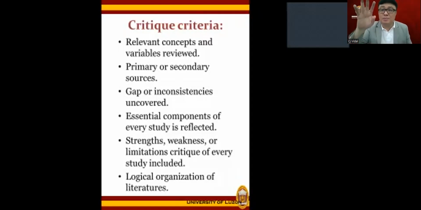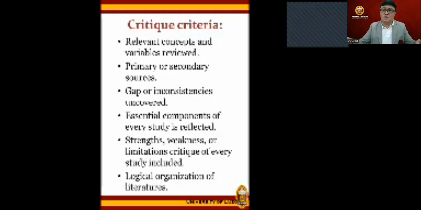That's why I ask you to do a thematic approach, basing it on the title and of course the statement of the problem, because these two embody the entire text or the entire study. Then we have strengths, weaknesses, or limitations critique of every study included. You see, strengths, weaknesses, or limitations. So you don't play bias here. You just lay down as per your analysis.